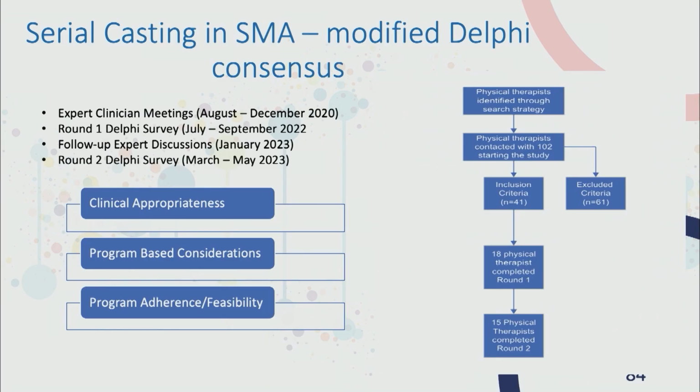And in serial casting in SMA, I'm happy to say this was submitted Wednesday to the Journal of Neuromuscular Diseases, but this is our work on a modified Delphi survey that was conducted over the past 3 years. It involved an expert panel and then a 2-round survey looking at 3 subdomains to really consider for serial casting with this population: whether the person is clinically appropriate for the strategy, different considerations to be included in a program, and then program adherence and feasibility to look at.